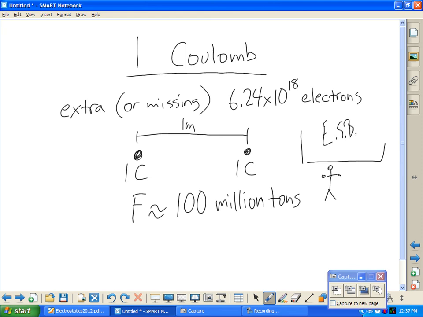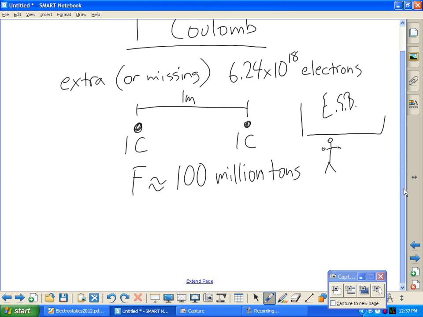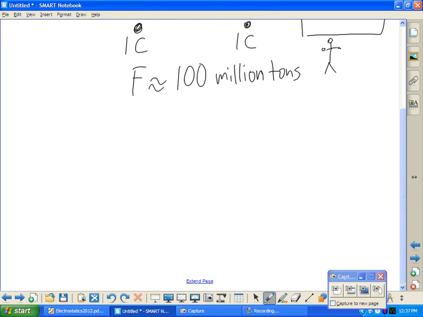So you very rarely see anything approaching a Coulomb of charge. We typically work in very small fractions of a Coulomb. We typically work in millicoulombs. 1 millicoulomb equals 1 times 10 to the negative third Coulomb, or 1 over 1,000 Coulomb.